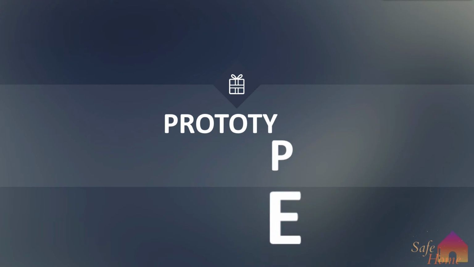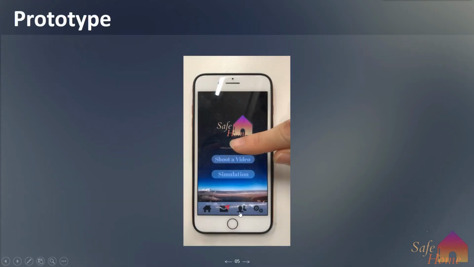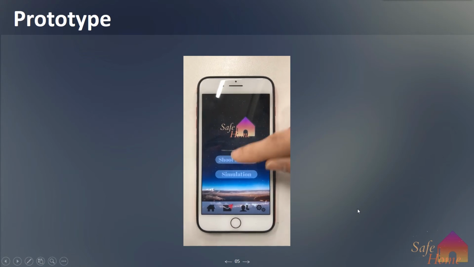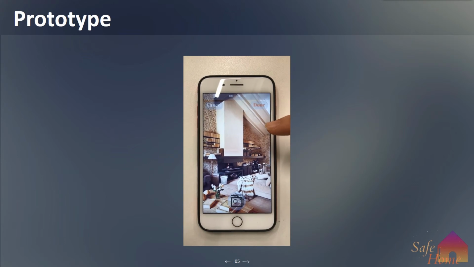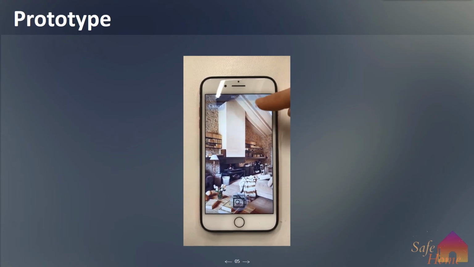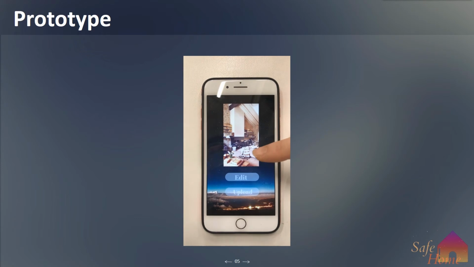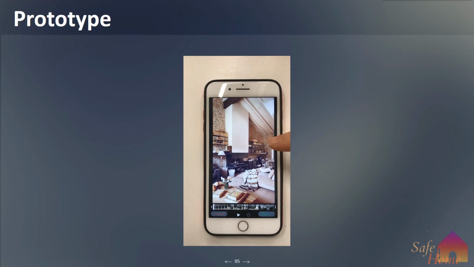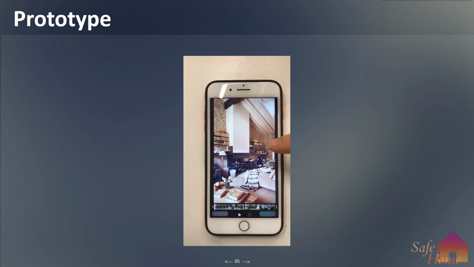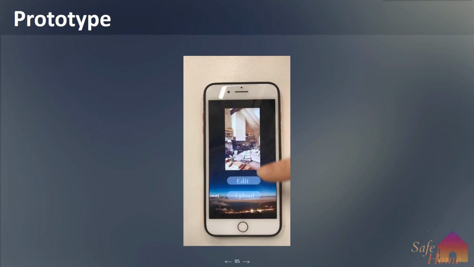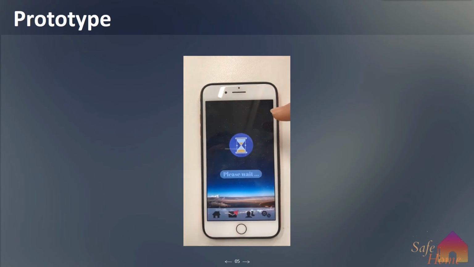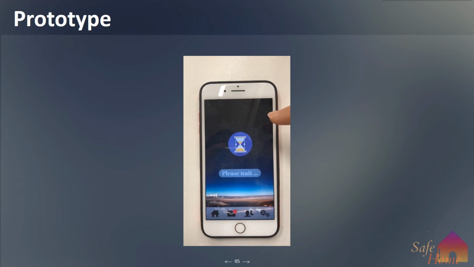This part is a prototype and a demo of our application. As you can see, firstly, we launched our application and shot a video to capture room layouts. Then, we edited this video and uploaded it to the server. After waiting for some time, we got the feedback.